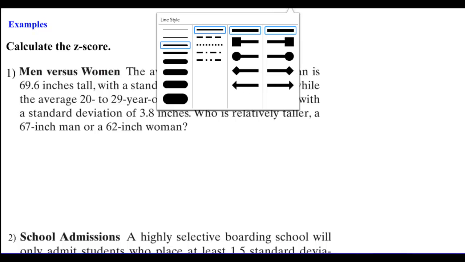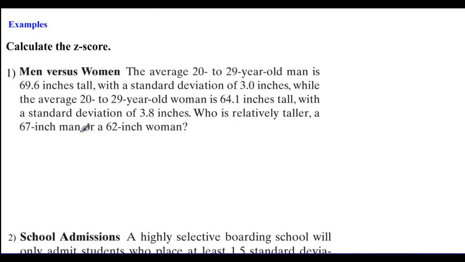All right, so let's go through. We're going to calculate these Z-scores. But first, I do want to point out that we have a 67-inch man whenever the average man is 69.6 inches, and a 62-inch woman whenever the average woman is 64.1 inches tall. So both of these people are shorter than average, so we should be expecting a negative Z-score.